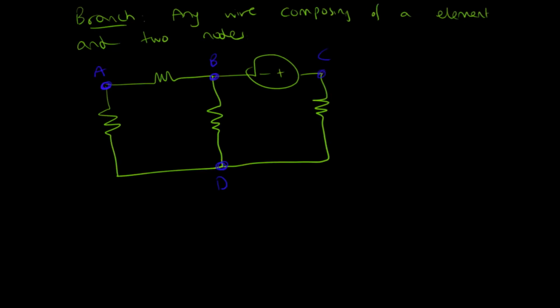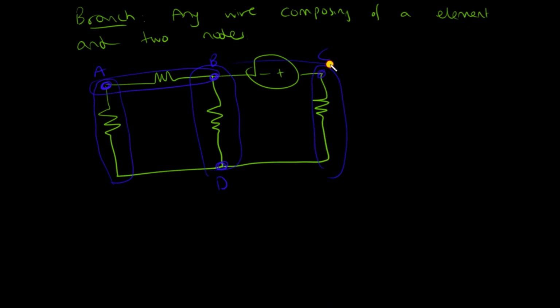So now moving on to another important terminology, a branch, which is pretty simple. A branch is just a wire composing of an element and two nodes. So for example, this entire thing is a branch because there is an element between here and two nodes at the end of it. This is also a branch. This is also a branch. This is also a branch. All of these are just branches. This is what a branch is.